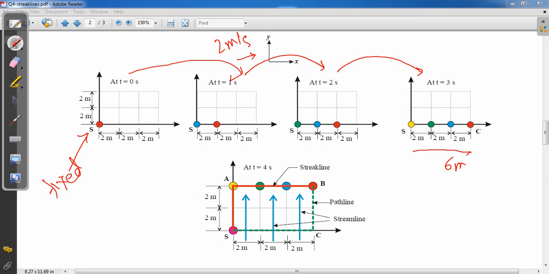But it is saying that at time greater than 3 seconds, the flow velocity is changing to positive y direction, that is 4 meter per second in positive y direction.